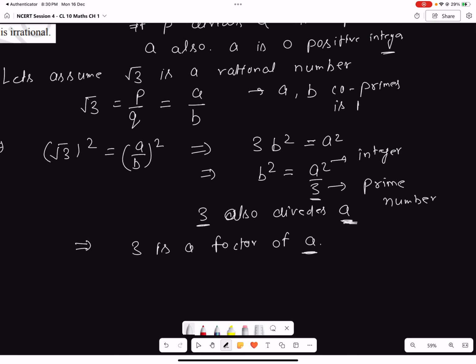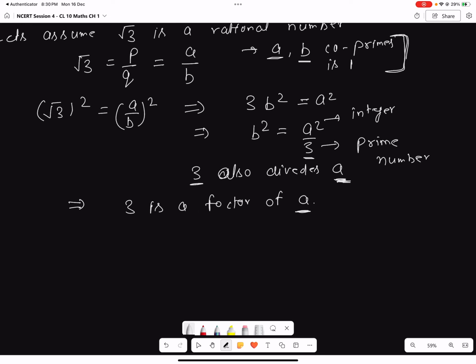Now we only need to prove that 3 is a factor of A. We also need to prove that 3 is a factor of B. That means they will have a common factor of 3, and that will contradict our initial assumption here. So what we'll do next, if 3 is a factor of A, then we can write A equals 3C.